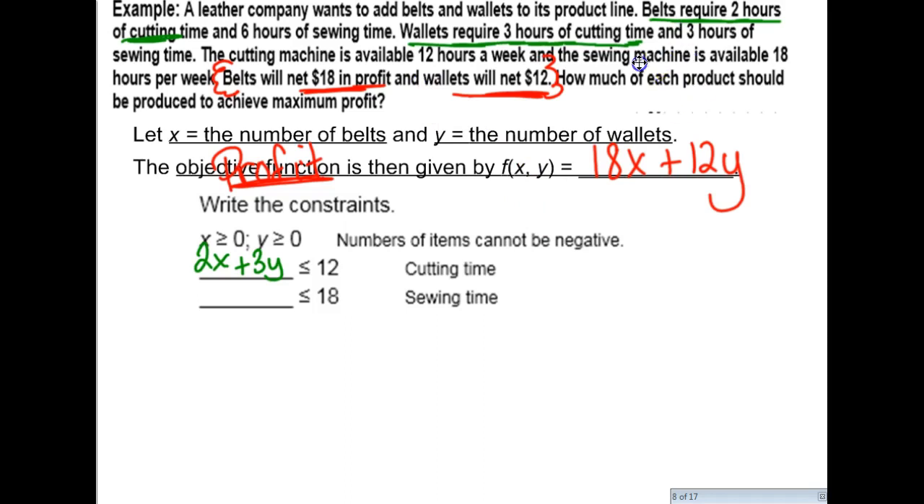And then another similar set of clues here. It says 6 hours of sewing time for a belt and 3 hours of sewing time for a wallet. So 6x plus 3y. And again, the sewing machine's only available for 18 hours, so less than or equal to 18. So on your test on Tuesday, this is what you're going to have to come up with.